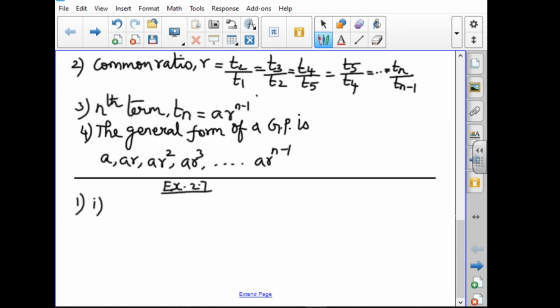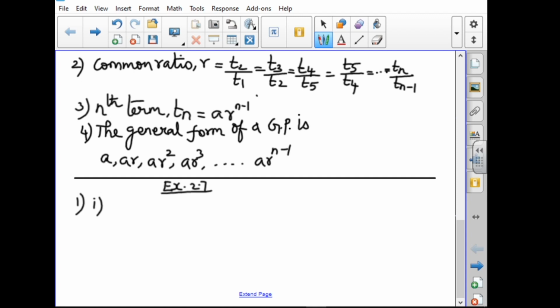In the geometric progression, the first term is denoted as A and the common ratio is denoted by R, which is T2 by T1. If the ratios are equal, it is a GP. The nth term Tn equals A R power n minus 1. The general form of a GP is A, AR, AR square, AR cube, etc., up to AR power n minus 1.